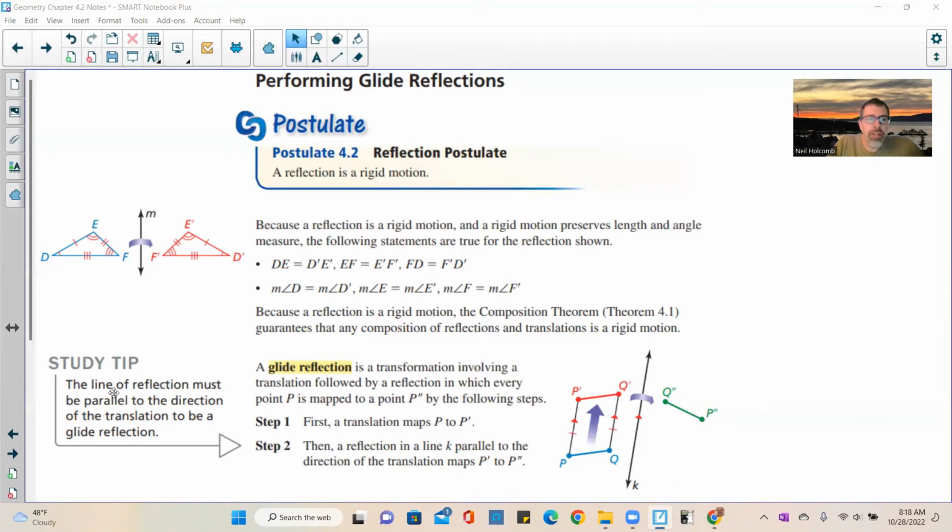So it says here, study tip, the line of reflection must be parallel to the direction of the translation to be a glide reflection. So my direction has to be the same as the direction of my line being drawn. In other words, the lines have to be parallel to get from P to P prime, Q to Q prime, and line K. These two segments and this line all have to be parallel.